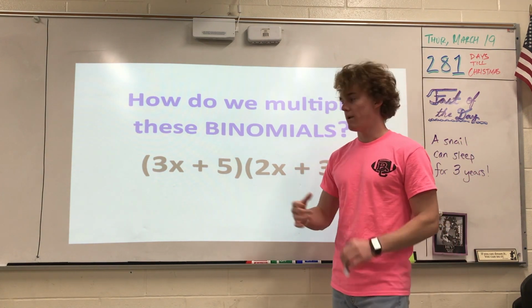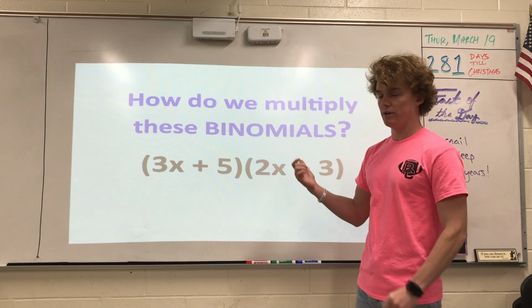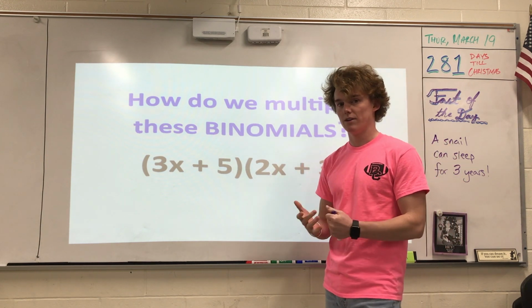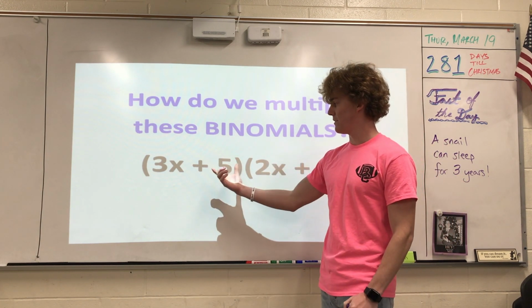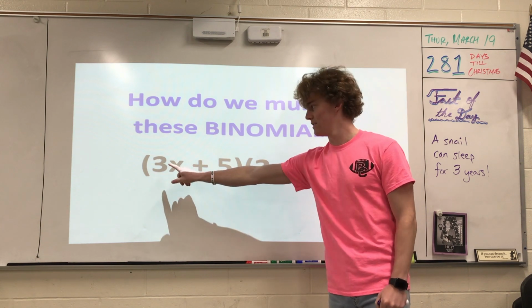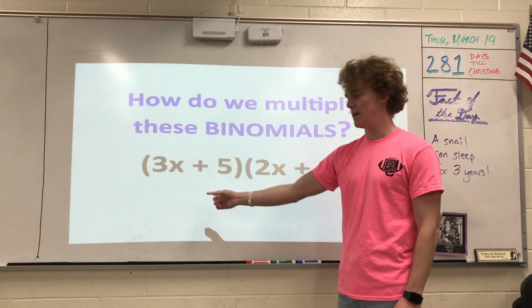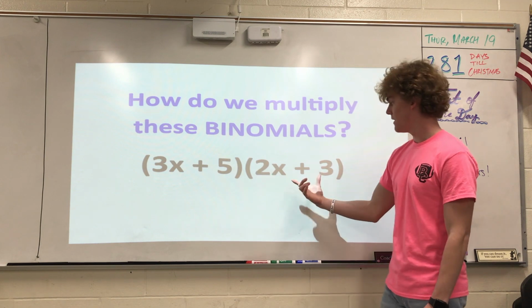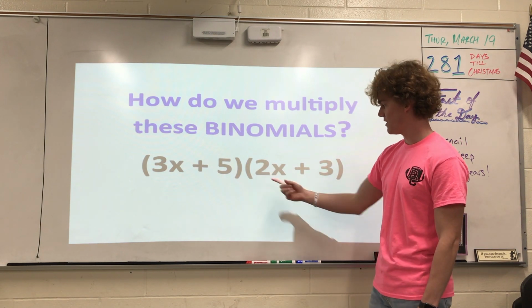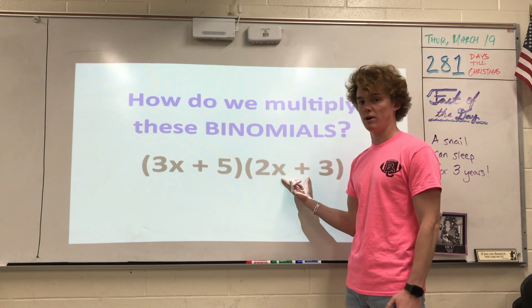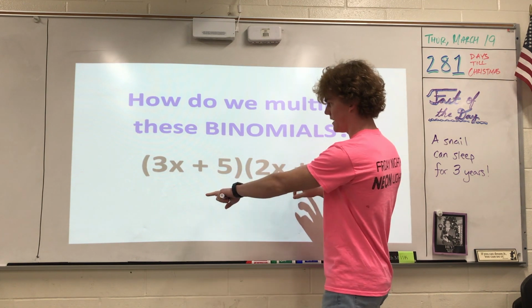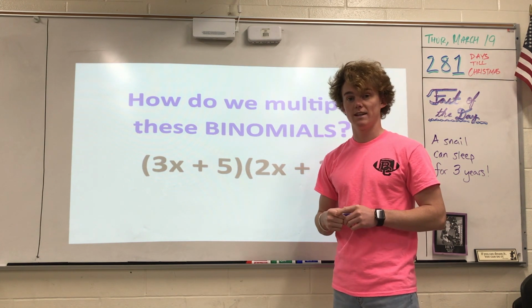So today we're going to talk about how to multiply binomials. And if you remember from classifying polynomials, a binomial is something that has two terms. So this is two terms. They're separated by an addition sign. Also one term, two terms. This makes a binomial as well. How do we multiply these together? We're going to talk about how to do that today.